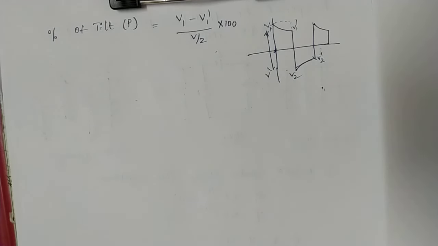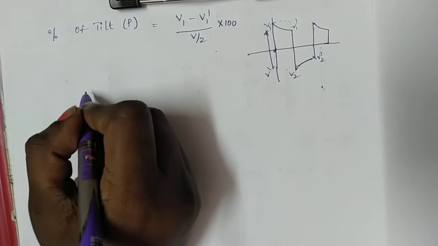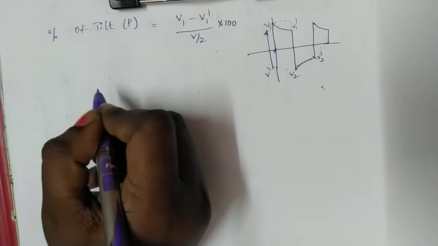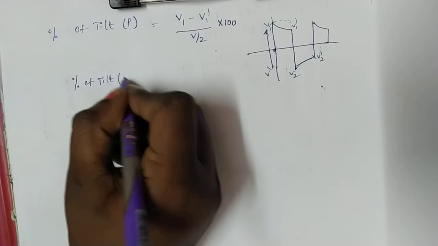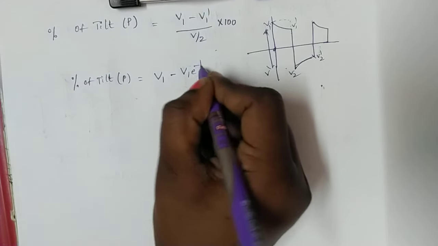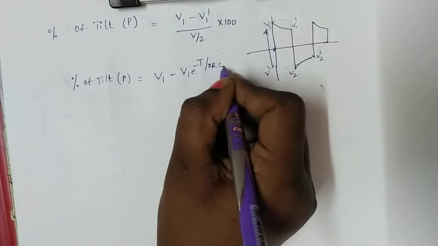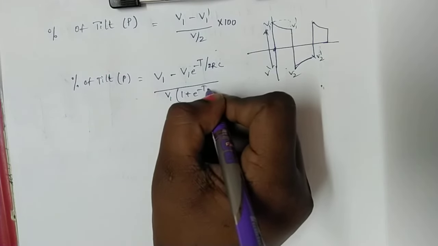So we all know the equations. We know the V1 dash formula from equation 1. Substitute here and bring all the terms in the form of V1 terms. The percentage of tilt P equal to V1 minus V1 into e power of minus T by 2RC, by V1 into 1 plus e power of minus T by 2RC.